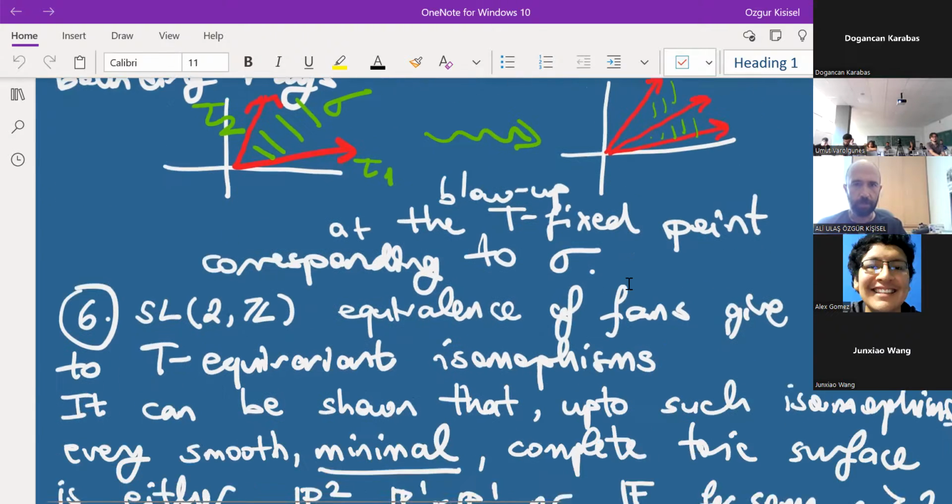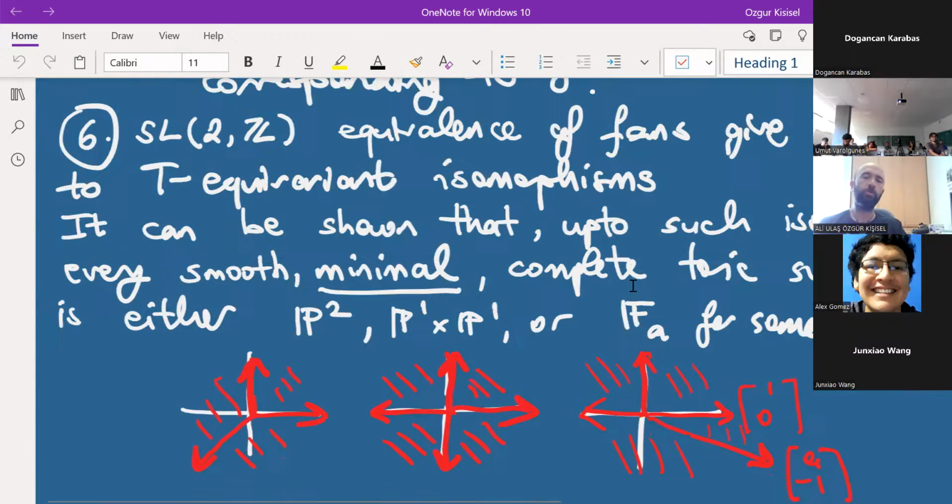Another comment is that SL2Z equivalence of fans gives rise to T-equivariant isomorphisms. So, well, you could try to classify smooth toric surfaces. Well, there's the issue of blowups. You can blow up any number of times you want. So let's assume that there are no such -1 curves on the surface. So the surface is minimal.